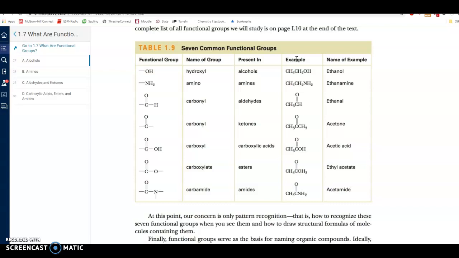I don't want to spend a whole lot of time on this, but I know that this is something that you haven't seen in Chem 1, so I wanted to at least describe it and discuss it and define what a functional group is.